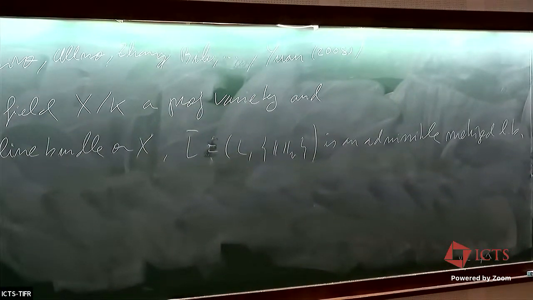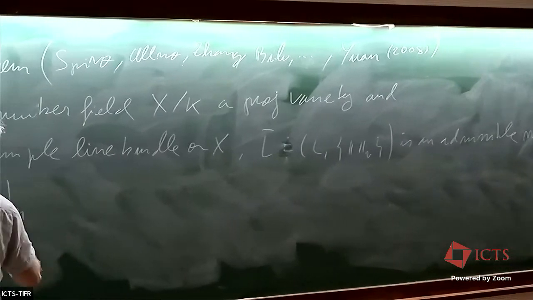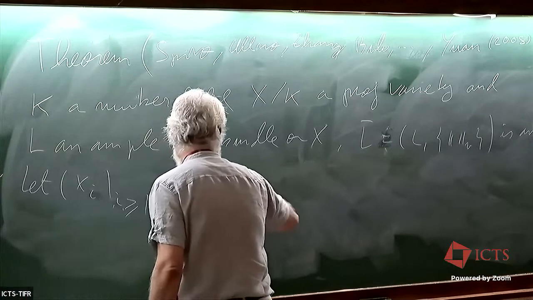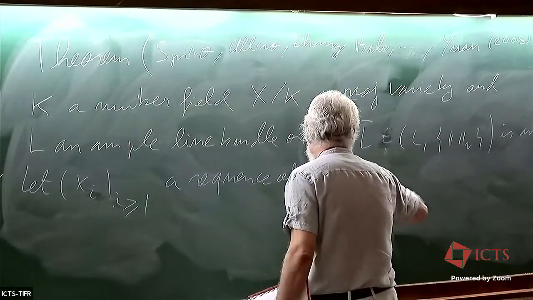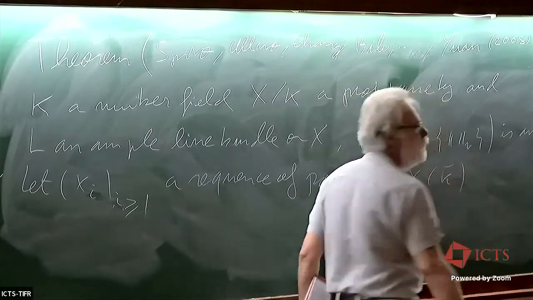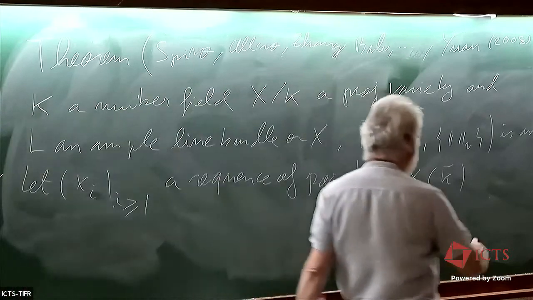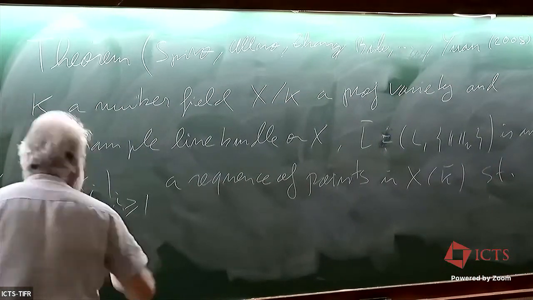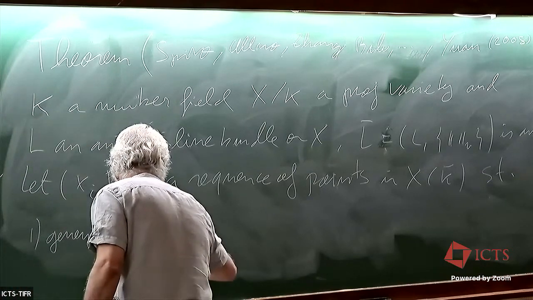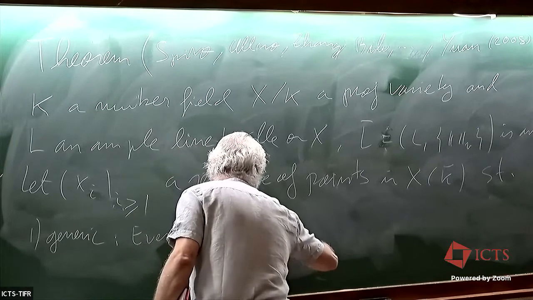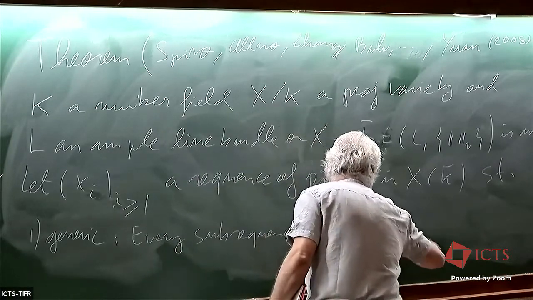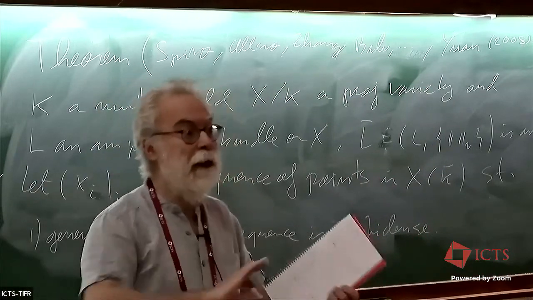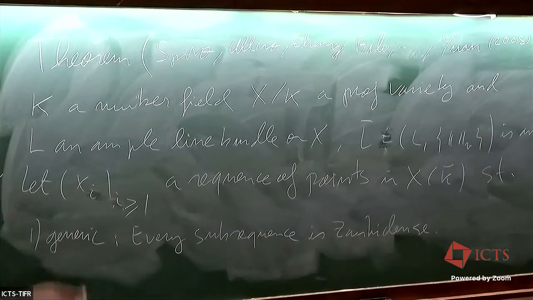And now let x_i, for i bigger or equal than one, be a sequence of points in X(K bar). So I take a sequence of algebraic points such that it satisfies two properties. The first property is that it is generic. And by generic, I mean that every subsequence is Zariski dense. I don't want my sequence to have a subsequence that is contained in a curve, for instance.